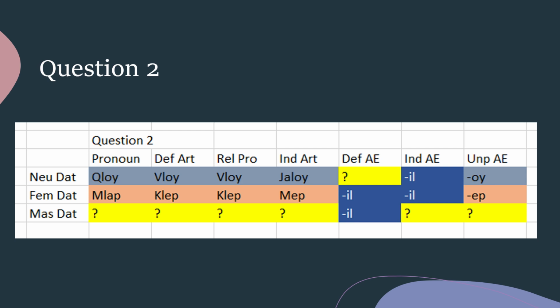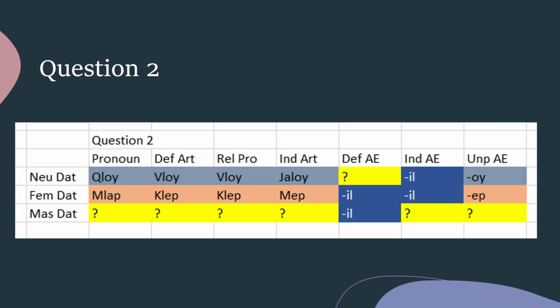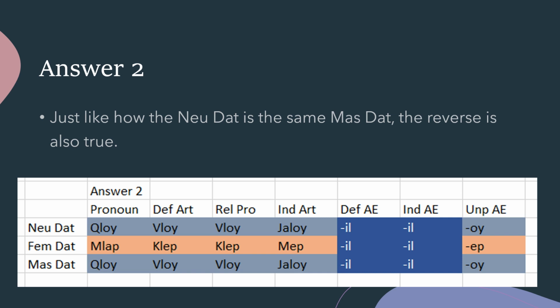I'll give you a second to think about it before we go to the clue. 3, 2, 1. Whoops! What did I press? Whatever. Hard rule 2, this is the clue. The dem dem des des rule will be particularly useful here. If you forgot about that rule, remember the dem dem des des rule. I'll give you another second to think about what the answer is. 3, 2, 1. Here's the answer.